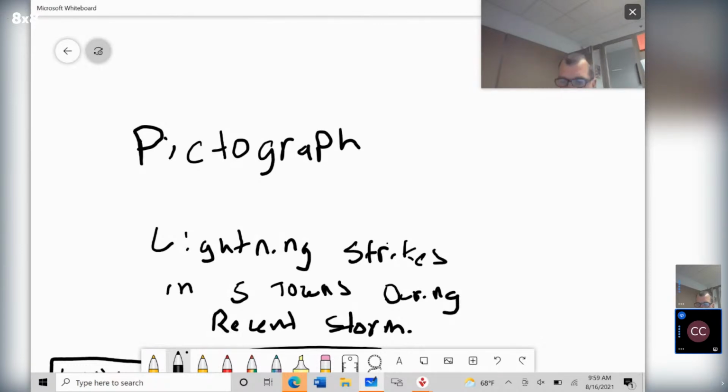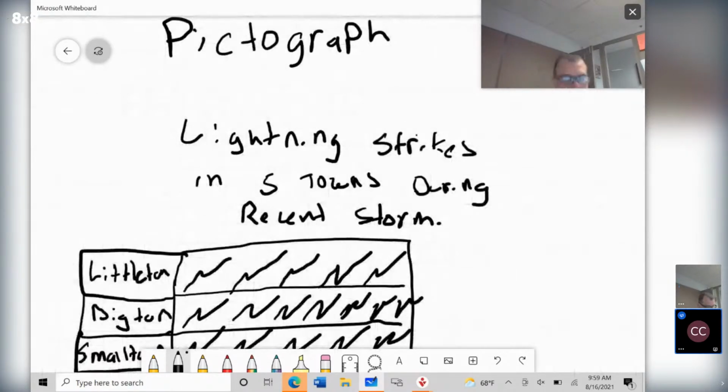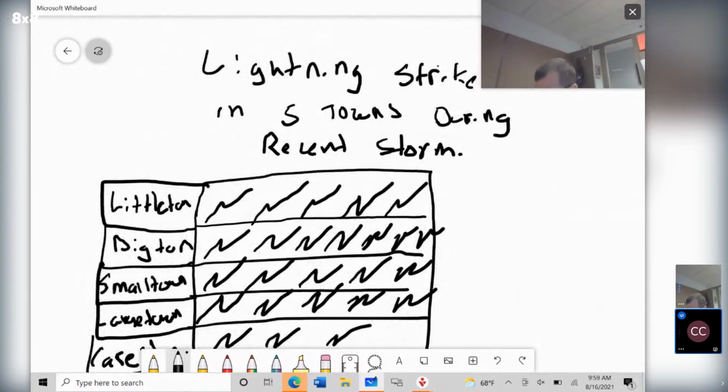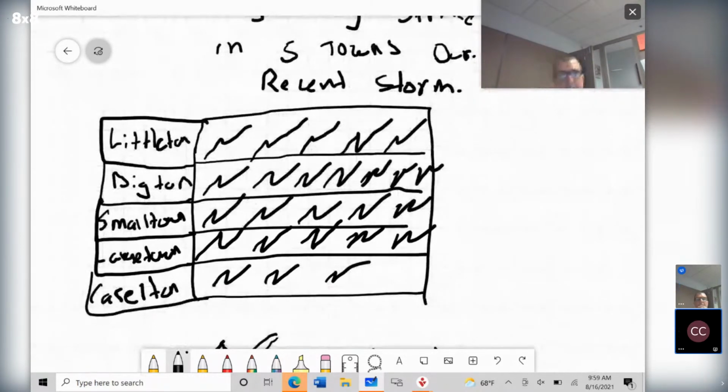So what I want us to look at, once again, whenever we have a graph or a chart, we want to look at the title. And this one would be about lightning strikes. It's going to usually be at the top. So if we look up here, it says lightning strikes in towns during a recent storm. Okay, so we see we have 5 different towns. We have Littleton, Big Town, Small Town, Large Town, and Carlton.